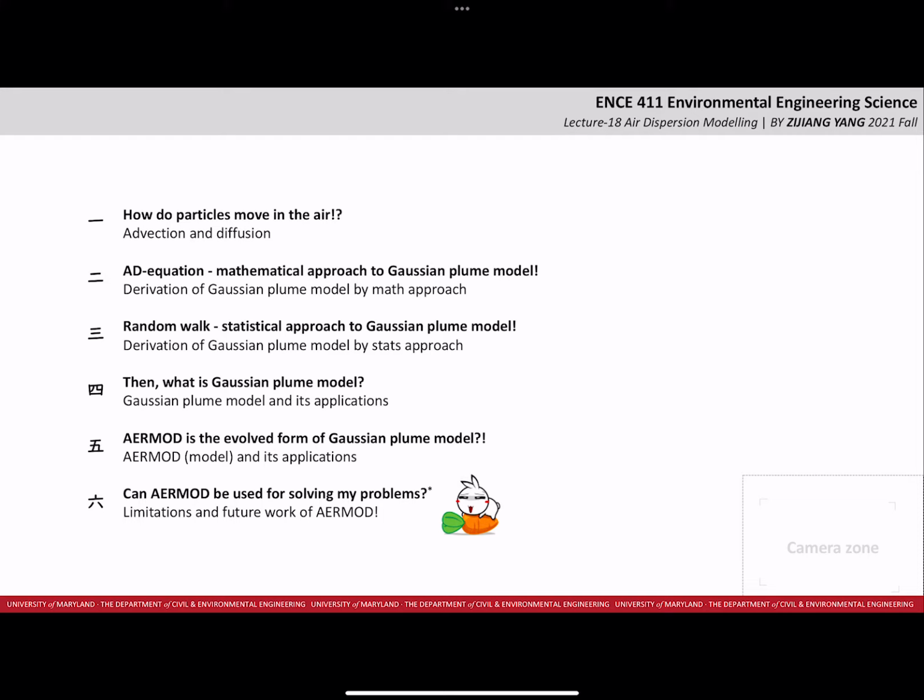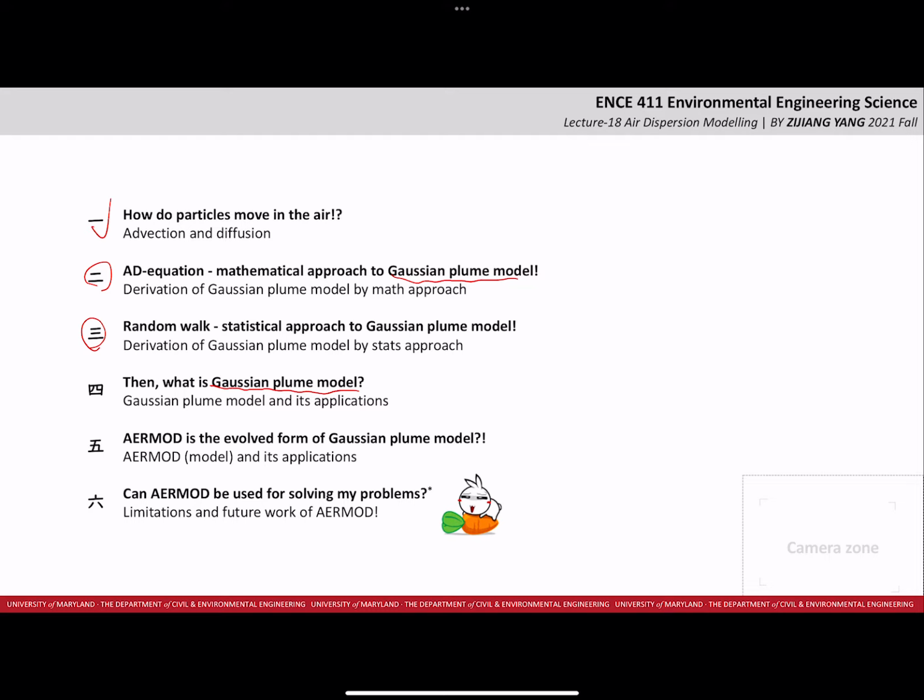First, I want to introduce a model which is called the Gaussian Plume model. But before talking about the Gaussian Plume model, I would like to talk about how the particles move in the air. And then we are going to derive the Gaussian Plume model by two approaches. The first approach is the AD equation, which is a mathematical approach. And another approach is random walk, which is a statistical approach. So we are going to use two approaches to derive the Gaussian Plume model.